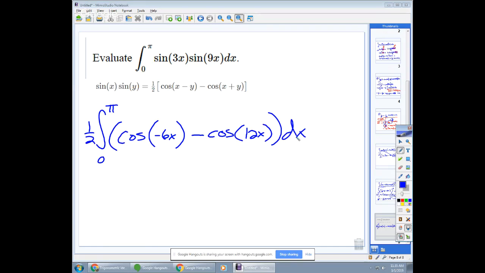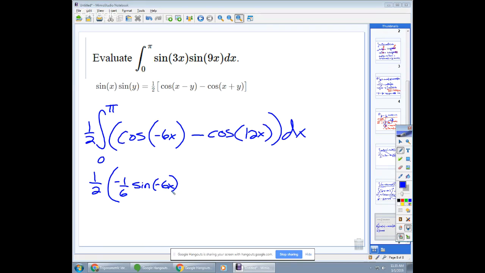The antiderivatives. Now, with derivatives, I would be hoping to see a negative 6 multiplied outside here, for example, or a 12 multiplied outside there, but they're lacking. So I'm going to have to accommodate some fractions. 1/2 is chilling out front. This one's going to give me a negative 1/6 sine of negative 6x.